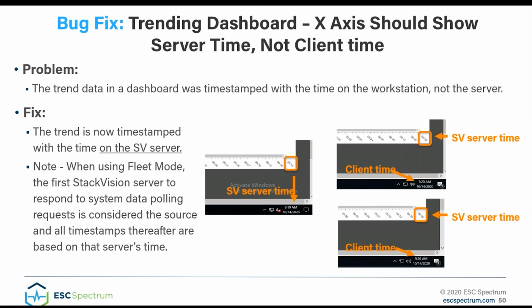Trending dashboard. X-axis should show server time, not client time. The problem was that the trend data in a dashboard was time-stamped with the time on the workstation instead of the server. So now the trend is time-stamped with the time on the StackVision server. And when using fleet mode, the first StackVision server to respond to system data polling requests is considered the source, and all timestamps thereafter are based on that server's time.